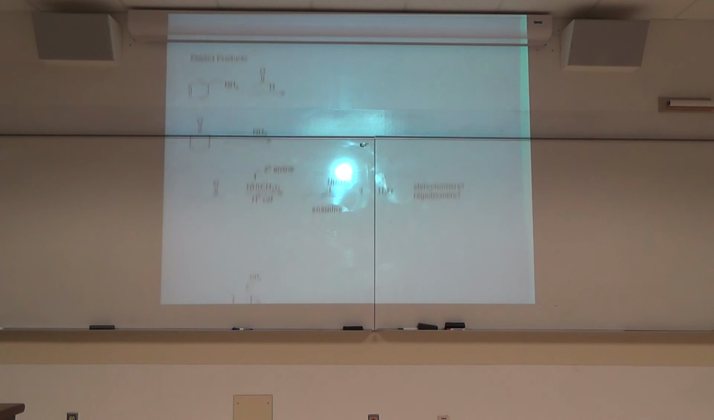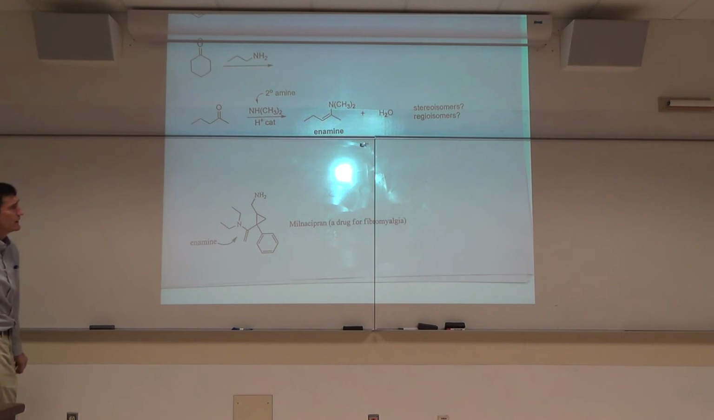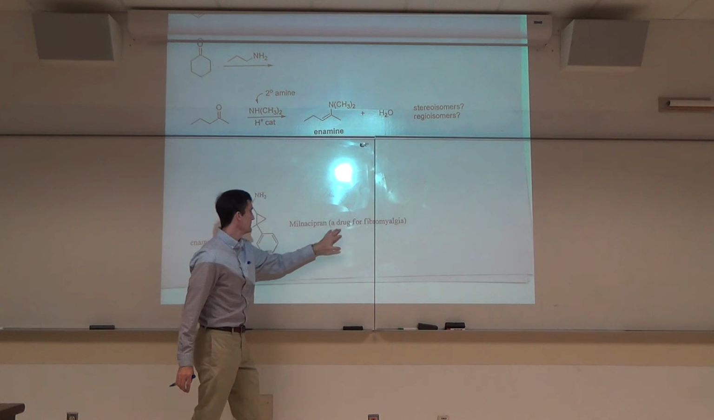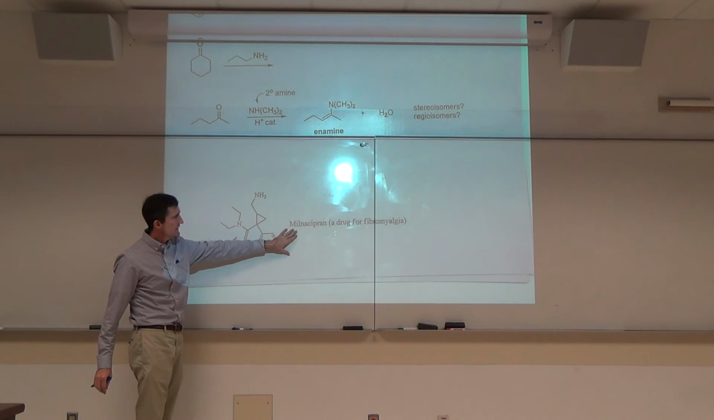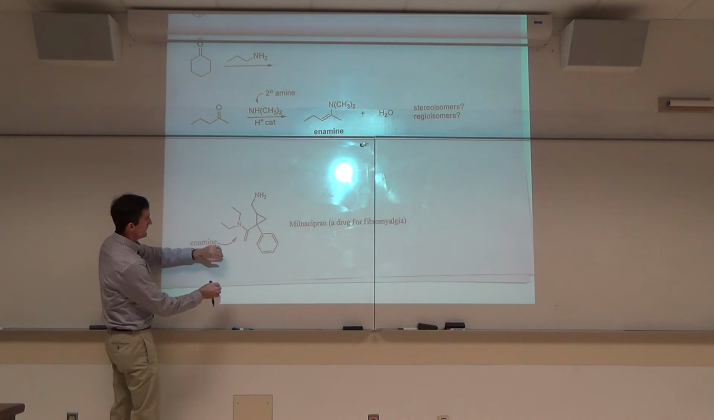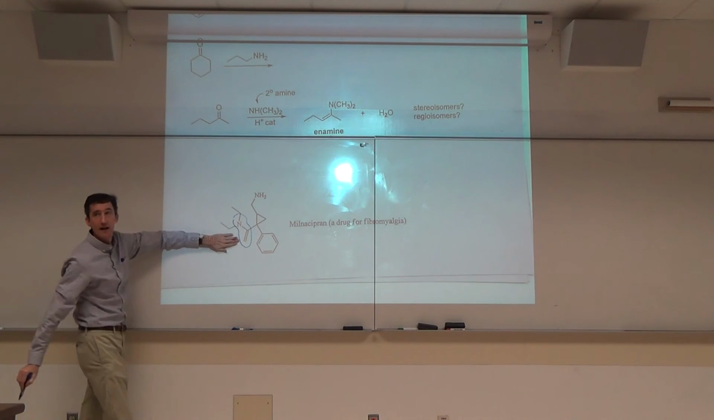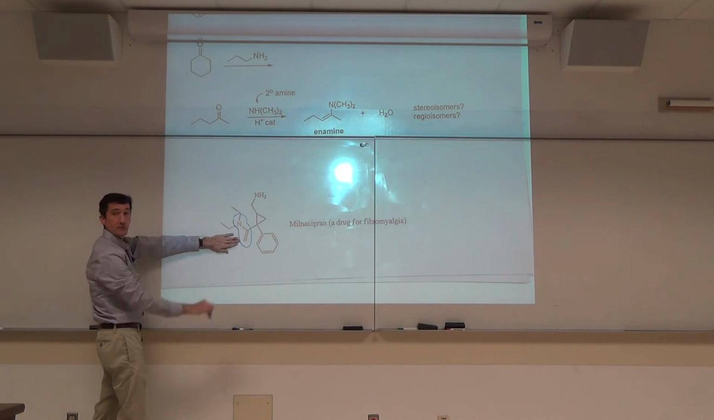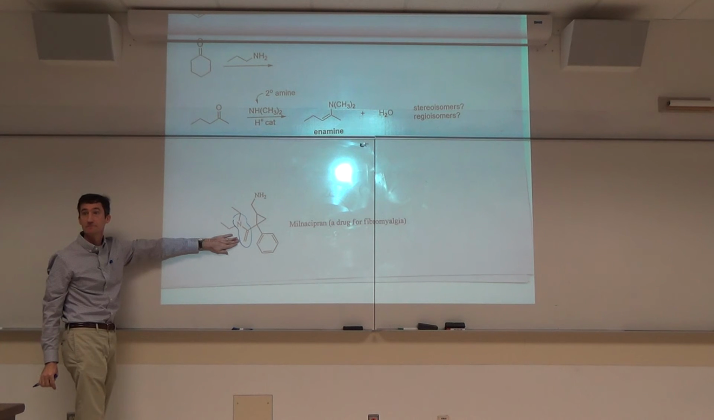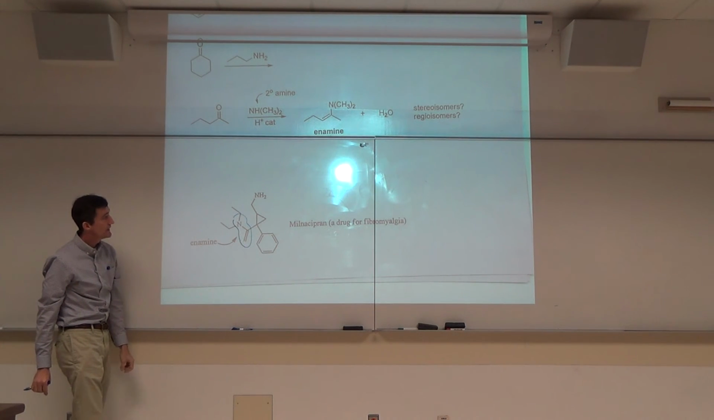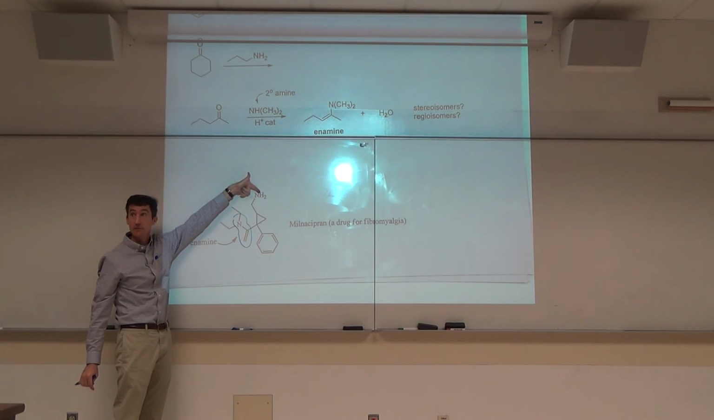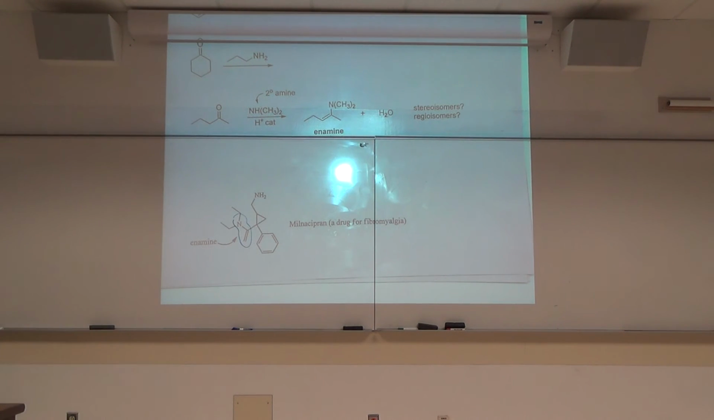You occasionally see enamines in drugs. For example, there's a drug used for fibromyalgia. I don't know how to pronounce it. Milnacipran, maybe? But what do you see right here? An alkene with a nitrogen. It's an enamine. Okay? And then you got this regular amine, or this primary amine. Nice cyclopropyl. Lots of drugs have cyclopropyl, more than you would expect.